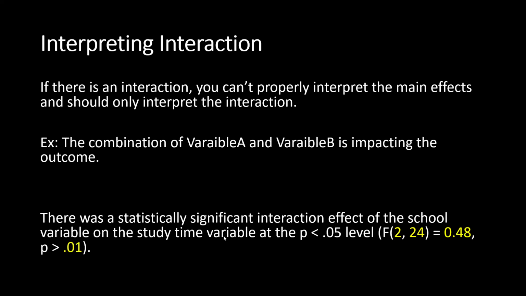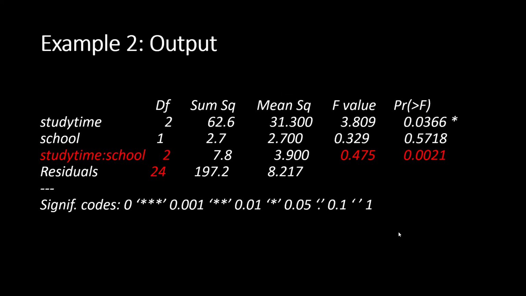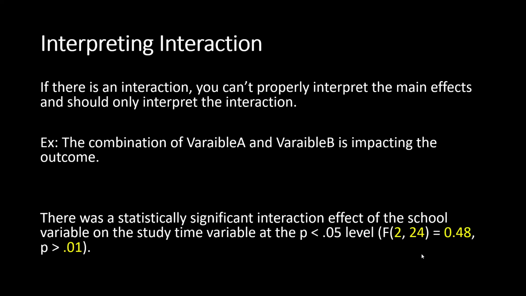And these will be your two independent variables in the two-way ANOVA. At the p less than 0.05 level, this would be your alpha value. This is your degrees of freedom for the interaction. This is your degrees of freedom for the residual, and this is your F value for the interaction in the output. And because our p-value is so low, it's less than 0.01, this is how the p-value would then be reported in the APA format.